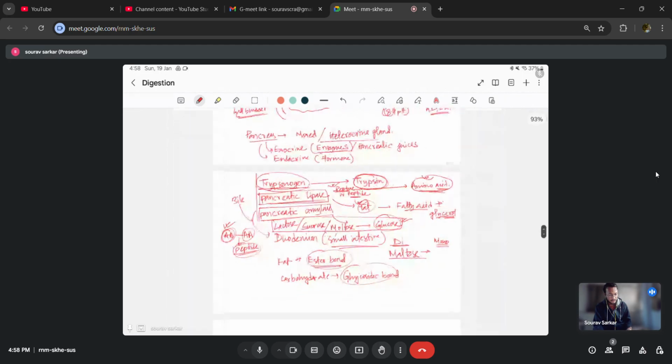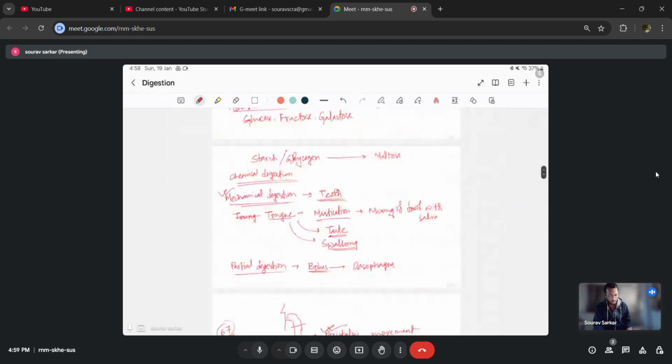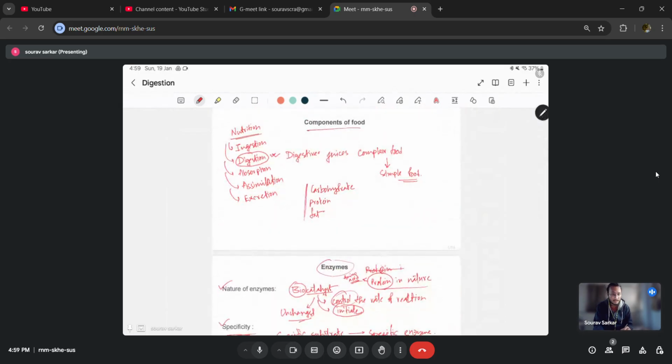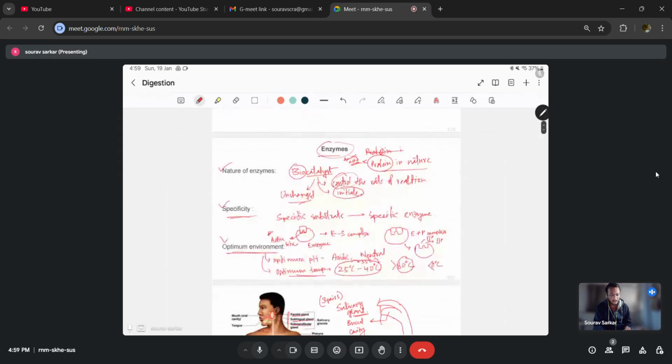So let's revise the portion we have learned. We have learned that there are different steps of nutrition, and digestion is the stage where the complex food product is broken down into simpler ones. Now enzymes are mostly protein, they are biocatalysts, they control or initiate the rate of reaction. They remain unchanged after the reaction, meaning they can be used another time.